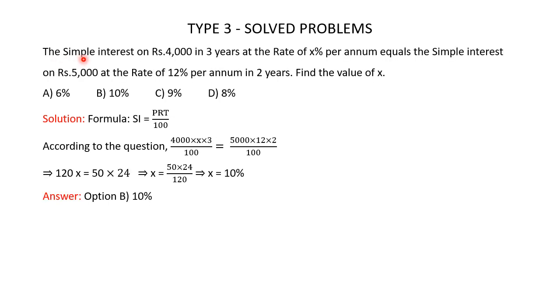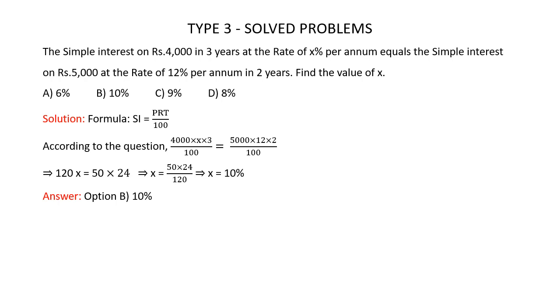The simple interest on rupees 4,000 in 3 years at the rate of X% per annum equals the simple interest on rupees 5,000 at the rate of 12% per annum in 2 years. Find the value of X. Here you are given 4 options and you have to find out which of these options is the correct one. So here in this question, the equality in the simple interest in both the cases is given. Here we are asked to find the value of X.